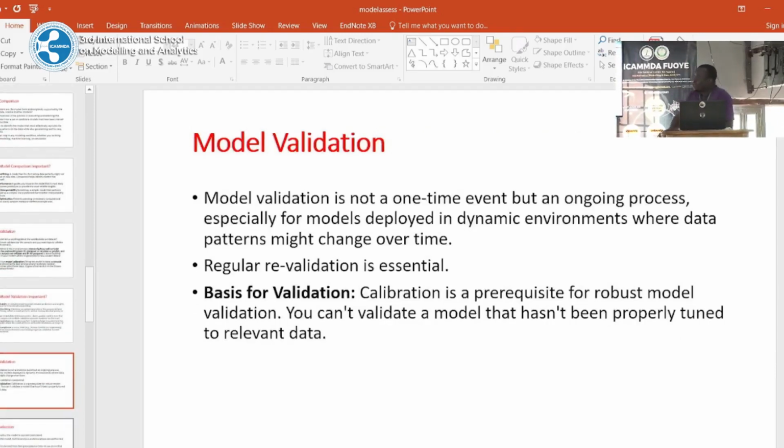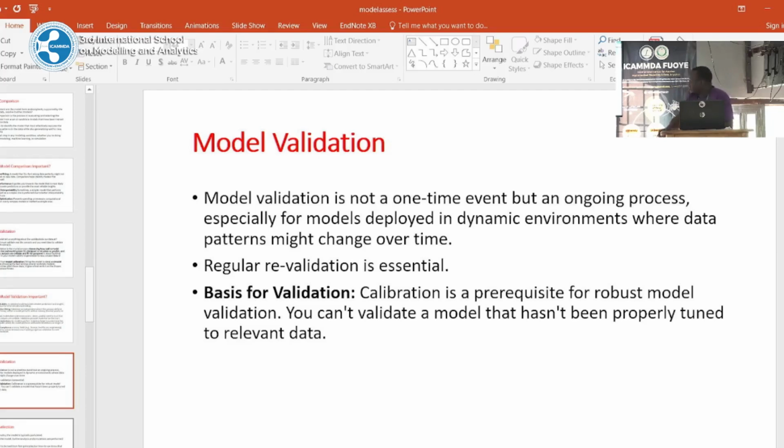So there are regulatory bodies that do that, especially when you have complex things like aircraft. You understand what I'm saying? It will carry thousands of people at the same time. So you don't joke with such things. Model validation is not a one-time event, but an ongoing process, especially for models deployed in dynamic environments where data patterns might change over time.